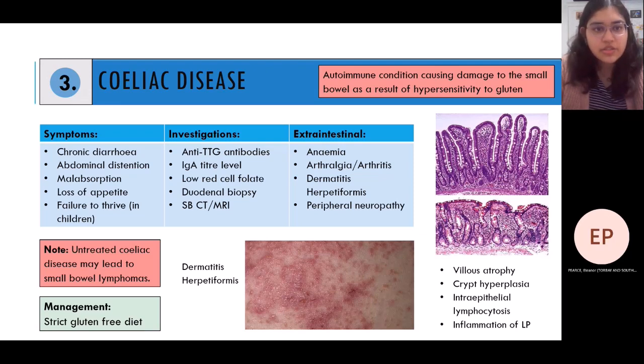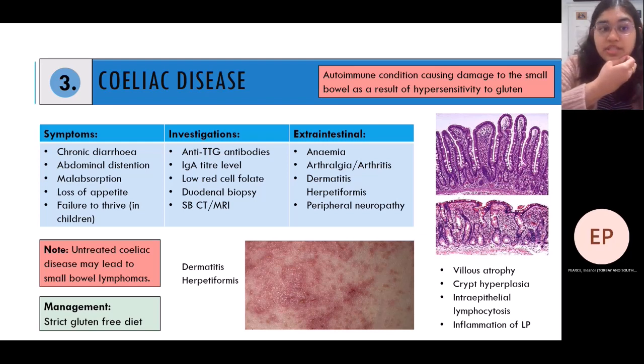So our last slide is just a quick summary of celiac disease. Again, another common cause of diarrhea, often in the pediatric population, but it's an autoimmune condition essentially causing damage to the small bowel as a result of hypersensitivity to gluten. So the immune system attacks the bowel because of their hypersensitivity to gluten. So essentially the symptoms are chronic diarrhea, malabsorption, and often in the pediatric population this can cause a failure to thrive.